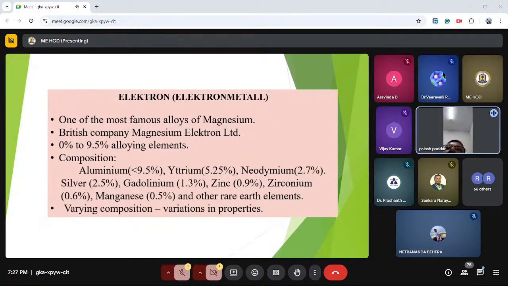This is Elektron metal. It was developed by the British company Magnesium Elektron Limited, one of the most famous alloys of magnesium. Alloying elements up to 9.5%. Composition: aluminum less than 9.5%, yttrium 5.25%, neodymium 2.7%, silver 2.5%, GD, that is gadolinium, one of the rare earths, 1.3%, zinc 0.9%, zirconium 0.6%, manganese 0.5%, and other rare earth elements. Varying composition gives variations in properties.